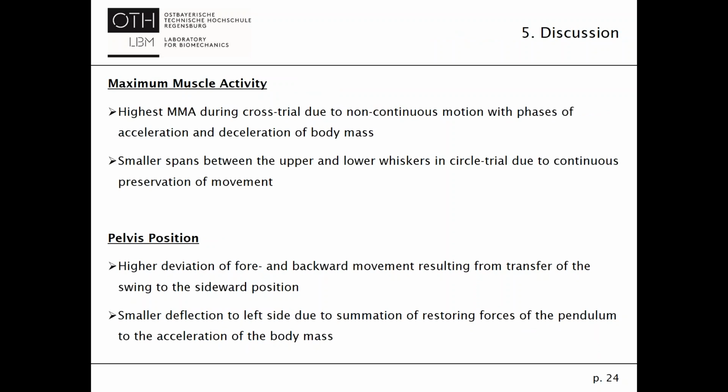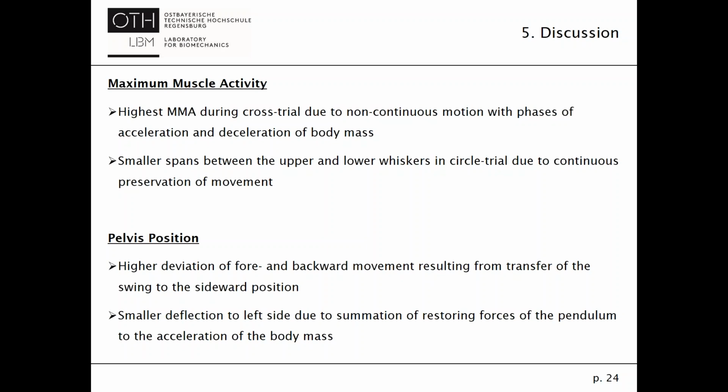So now I would like to start to discuss the results. We found increasing maximum muscle activation from the static to the circle trial and then to the cross trial, and we suppose that this results from motion. In the case of the cross trial, it is highest because we have phases of acceleration and deceleration of the body mass. This is due to the non-continuous motion. And the smaller span between the upper and the lower whisker in the circle trial results most likely from the preservation of the motion.